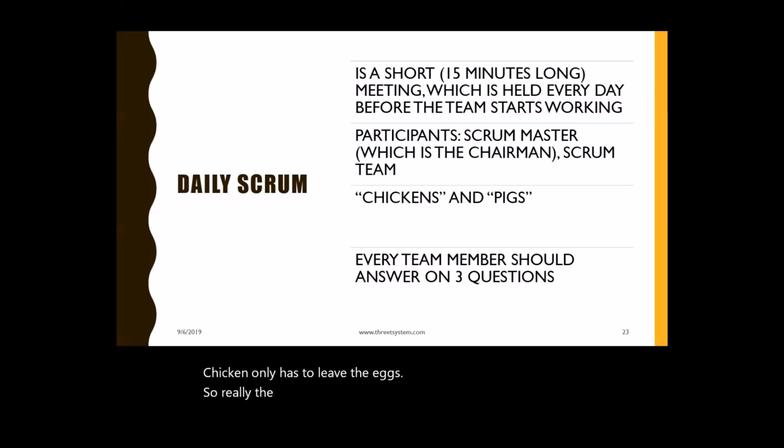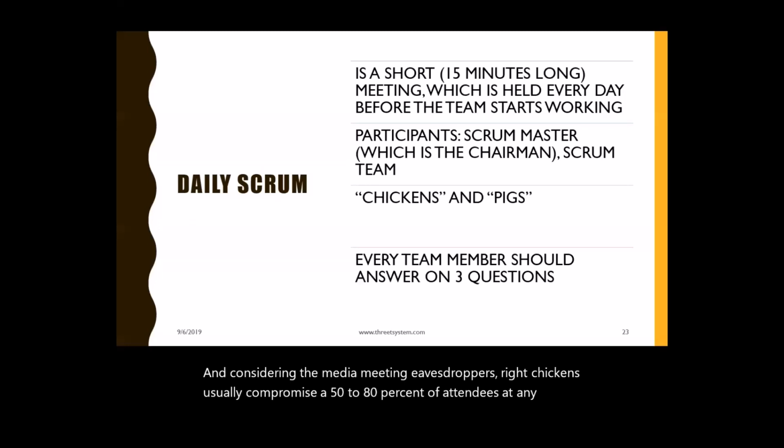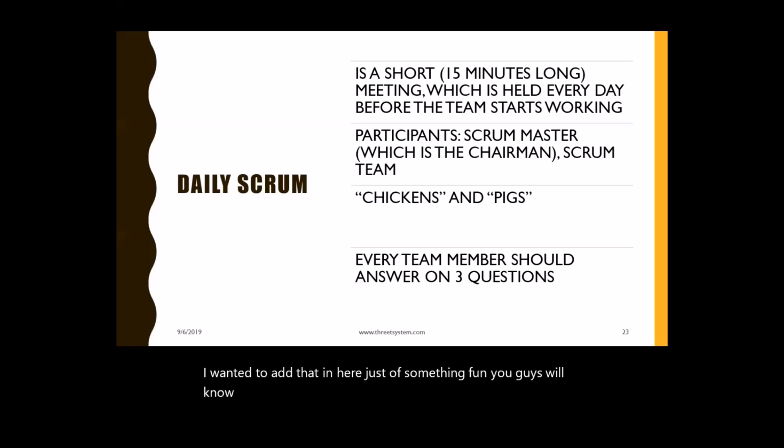So really the pig and chicken story delineates the kind of people who attend the daily Scrum meetings. The pigs are those who are on the chopping block, the committed people who have stakes in the project and are essential to its success or failure. The chickens are those who attend the meetings, but really have no direct relevance to the update or project progress. Thus, the chickens are people who have something to say, but usually have nothing to contribute. Considering them meeting eavesdroppers, right? Chickens usually comprise 50 to 80% of attendees at any given meeting. So that's the analogy behind chickens and pigs. I wanted to add that in here just to have something fun you guys will know and can share with others.